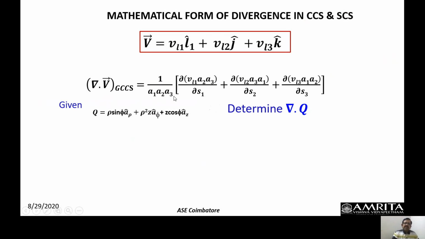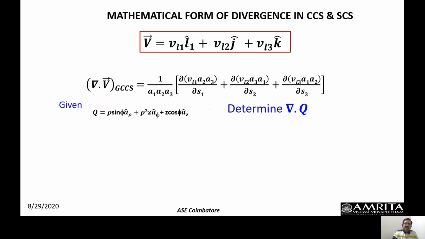Right now, we know what A1, A2, A3 are. We know dou S1, dou S2, dou S3, and we know the components. So given a vector, this vector function Q is rho sin phi A rho hat plus rho square Z A phi hat plus Z cos phi A Z hat. This is my function. Now I want to determine the divergence of this vector function. What are the components along the three directions in the cylindrical coordinate system? Rho sin phi along A rho, rho square Z along A phi, Z cos phi along A Z hat, along the Z direction. So three components have been known.